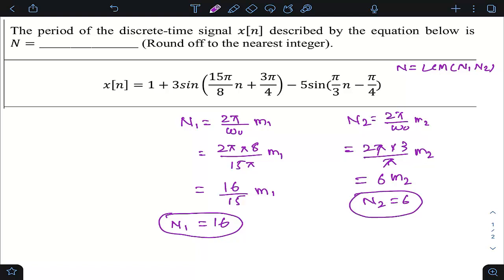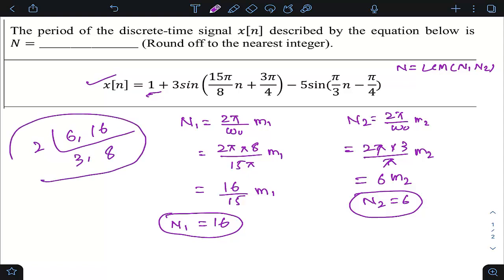So you got n1, you got n2, and addition of DC will in no way play any role in deciding the overall period of this x of n. So you can simply take the LCM of 6 and 16. So 6 and 16, if you take the LCM, this is 3 and this is 8, so 48. So the LCM of 6 and 16 is 48. So the answer is 48. The overall period of the signal is 48.